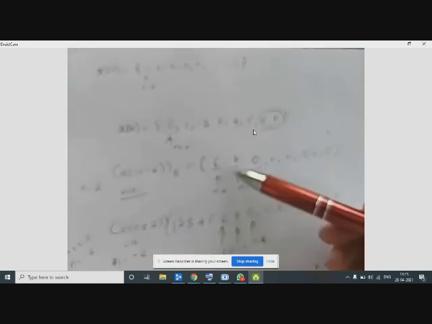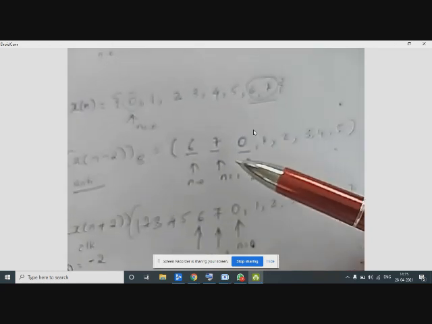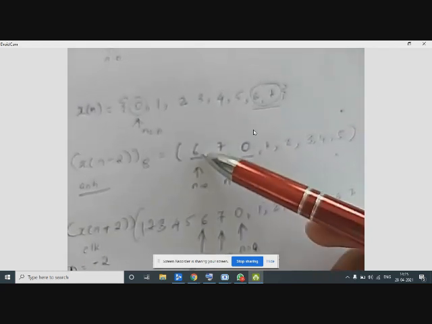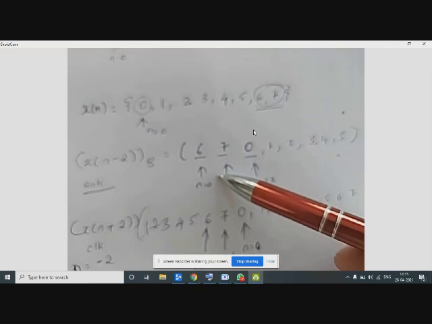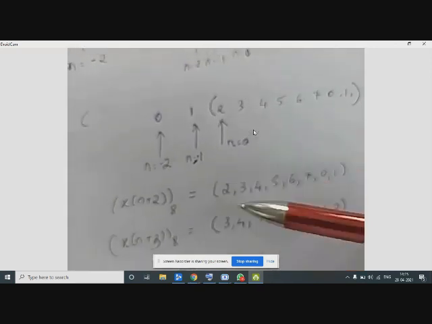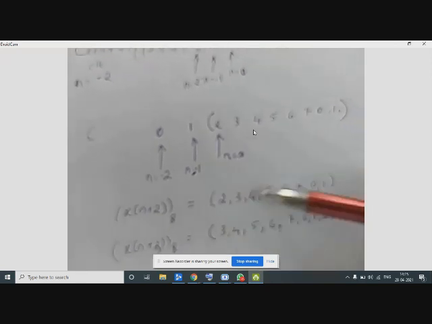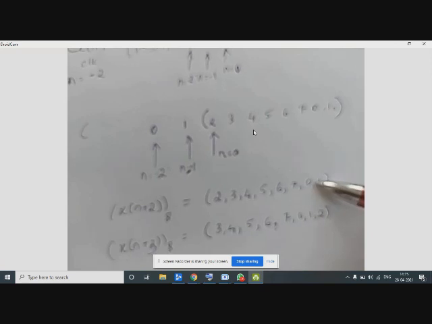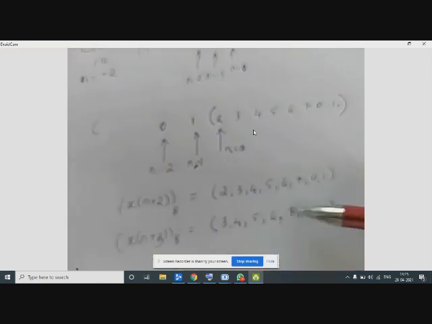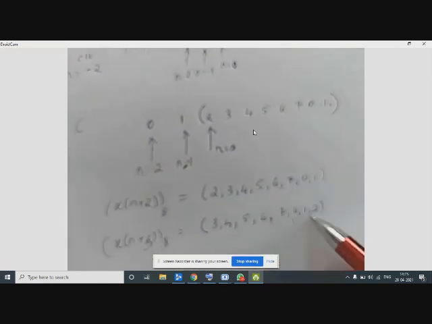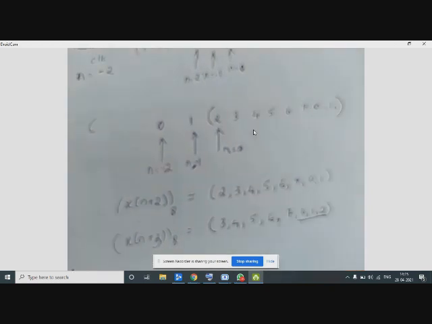So depending upon, it's very simple. Whenever it is n minus 2, the last 2 sequence comes to the first. If it is n plus 2, what has happened? The first 2 sequence that was there here has gone to the last. If it is n plus 3, the first 3 sequence goes to the last.